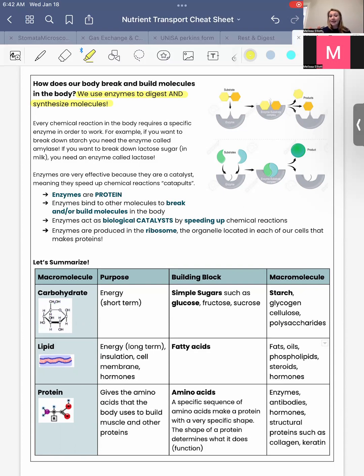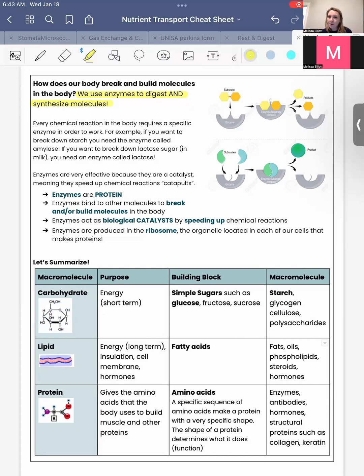But if you want to break down a different sugar, lactose sugar, like in milk, then you need a different enzyme called lactase. So each thing that you're breaking down or putting together requires a different enzyme that is specific to whatever they're breaking down or building. We like to refer to enzymes as a catalyst because they speed up chemical reactions. I like to think of this as like a catapult, right? So enzymes speed up chemical reactions, which allows the digestion and synthesis to occur.